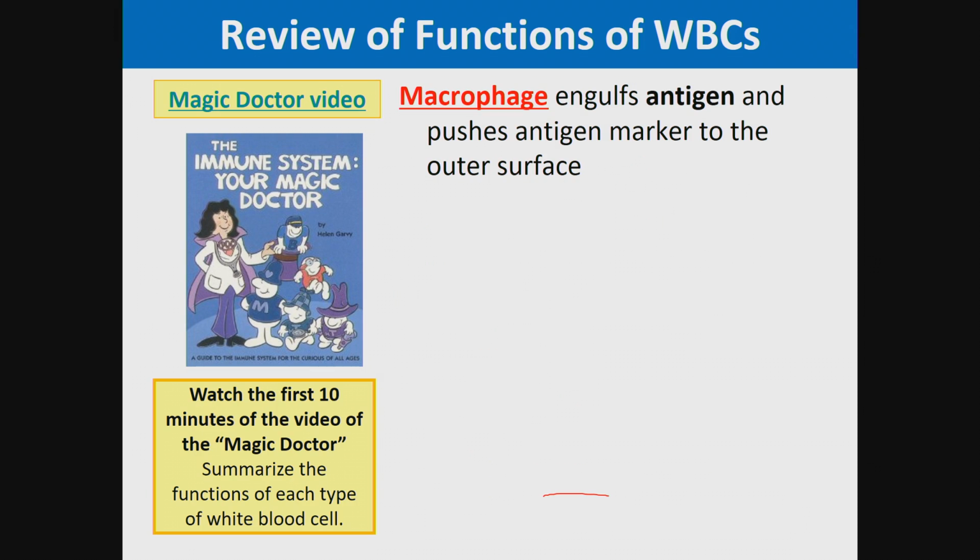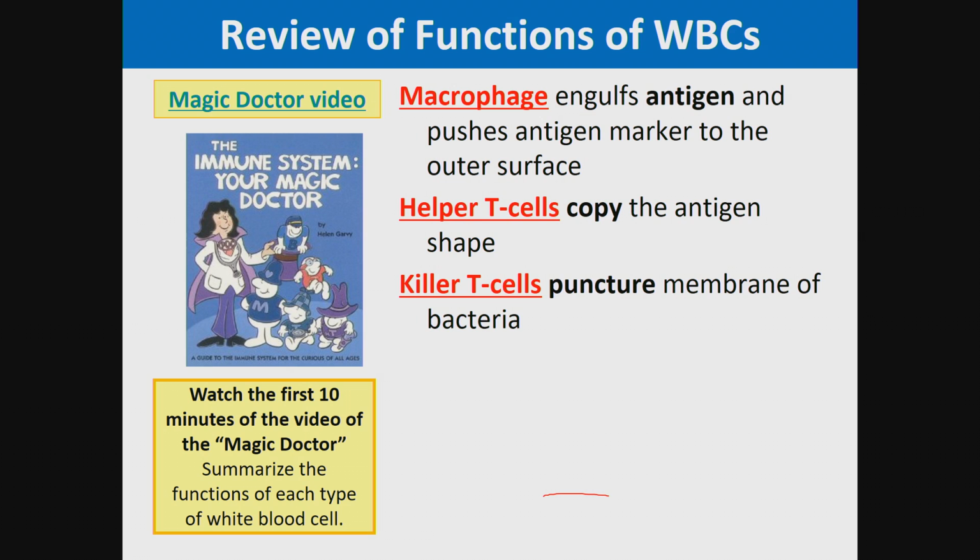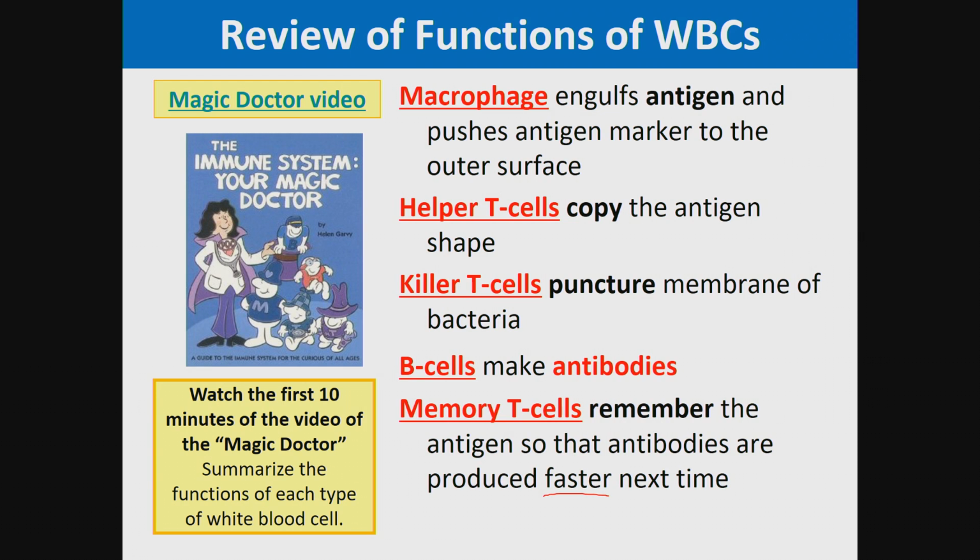So reviewing the functions of white blood cells. Macrophage engulfs the antigen and pushes the antigen marker to the outer surface. Helper T cells copy the antigen shape. Killer T cells puncture the membrane of bacteria. B cells make antibodies. Memory T cells remember the antigen so that antibodies are produced faster next time. Suppressor T cells stop the response.